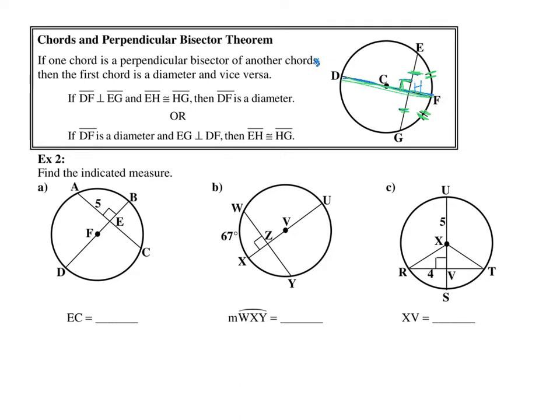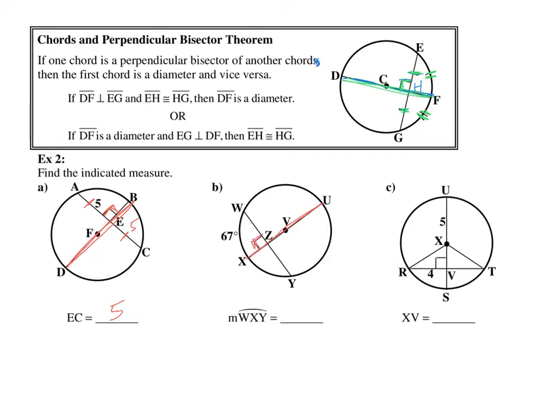Example 2 says find the indicated measure. We want to find EC. So I have this chord here. I know it's a diameter because it passes through the center of the circle, and it's perpendicular, so it must bisect this chord. So that piece is the same as that piece. EC is 5.